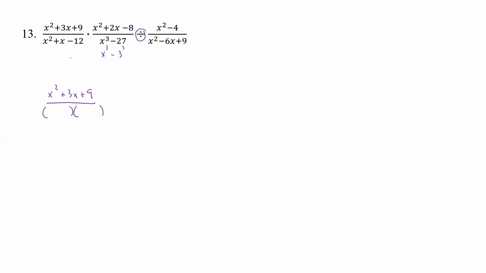And here I have two factors of 12 that subtract to 1. Well, that would be x plus 4, x minus 3. So that's x squared plus 4x minus 3x is x, and then minus 12. Now here I'm going to have x, and I'm going to have a plus and a minus, and two factors of 8 that go to 2. So the larger one's 4, the smaller one's 2. 4 minus 2 is positive. It works there.